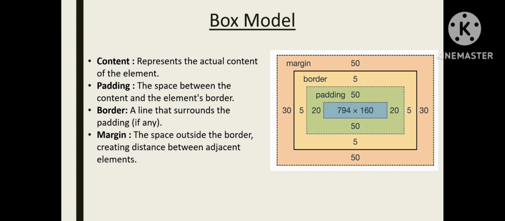If you increase the padding, then the green size around the text will be increased. The green color represents the space around the content. That means if you increase the padding of some element, then the space between that element's content and its border will increase. The next point is border, a line that surrounds the padding, if any. Then comes margin, the space outside the border, creating distance between adjacent elements.